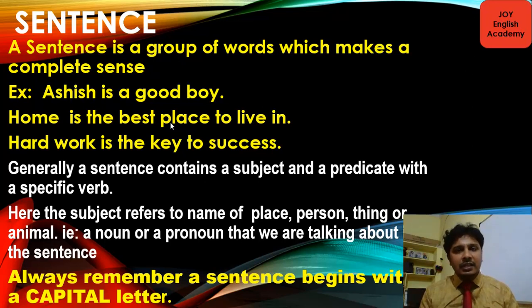Right children? A sentence is a combination of words which gives a complete sense or a complete meaning. A group of words which are systematically arranged to convey a proper meaning is considered a sentence. And a sentence contains a subject and a predicate. A subject is nothing but the noun or the pronoun about whom we are talking in a sentence. That is called a subject. Now let's go further.